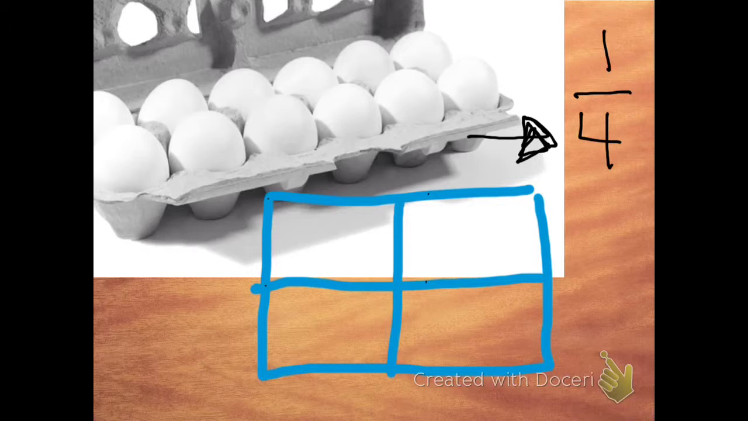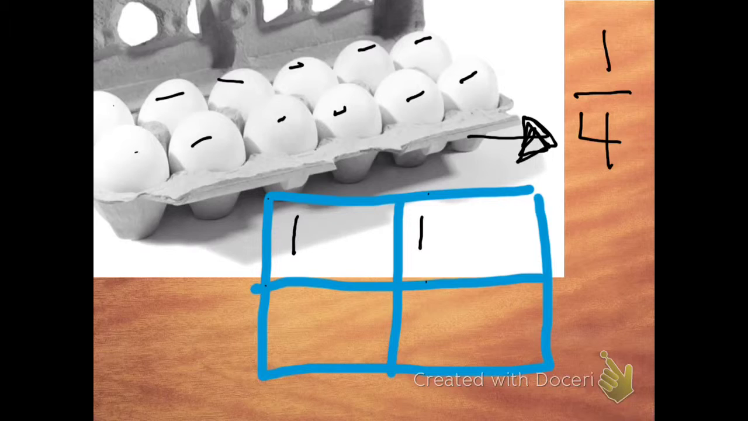In a dozen eggs, there are 12 eggs. 1, 2, 3, 4, 5, 6, 7, 8, 9, 10, 11, 12. But I'm dividing them up into fourths. Did you hear that I used the word divide? I'm going to use the same strategy that I use when I divide. I'm just going to put one tally in each box until I get to 12. So let's do that together.